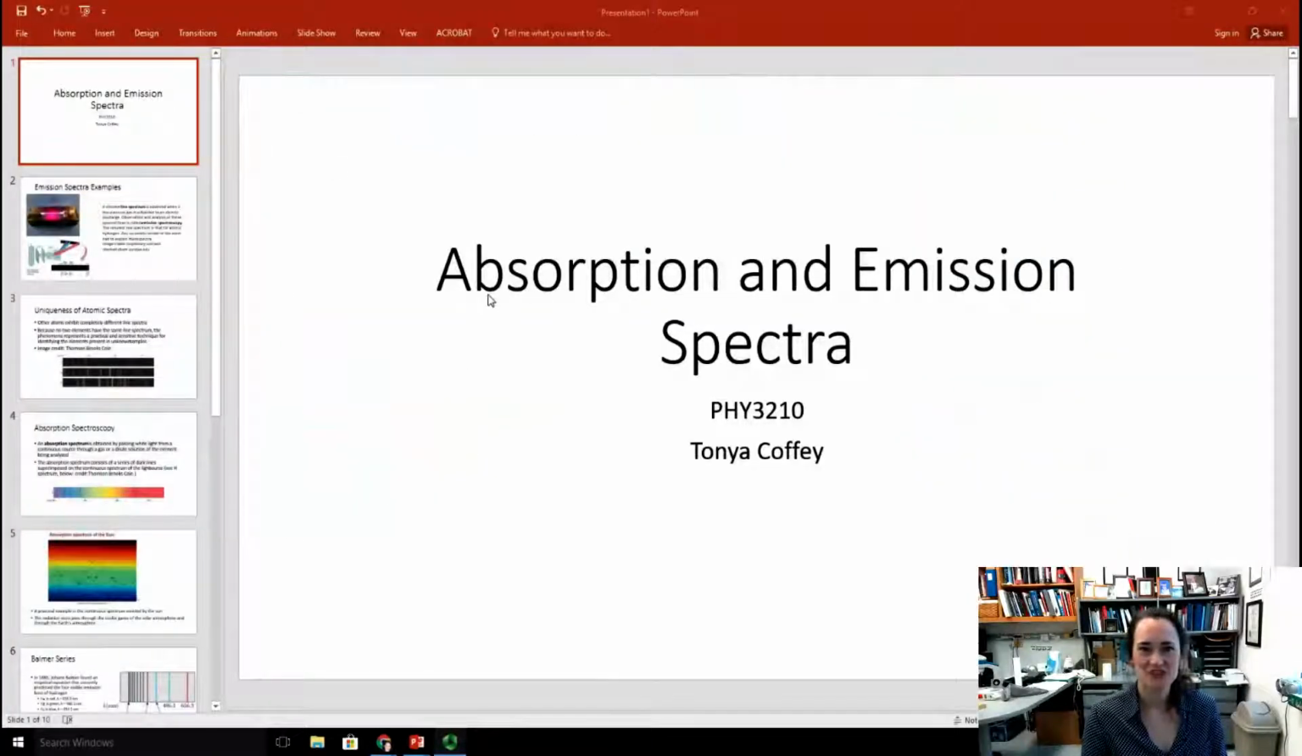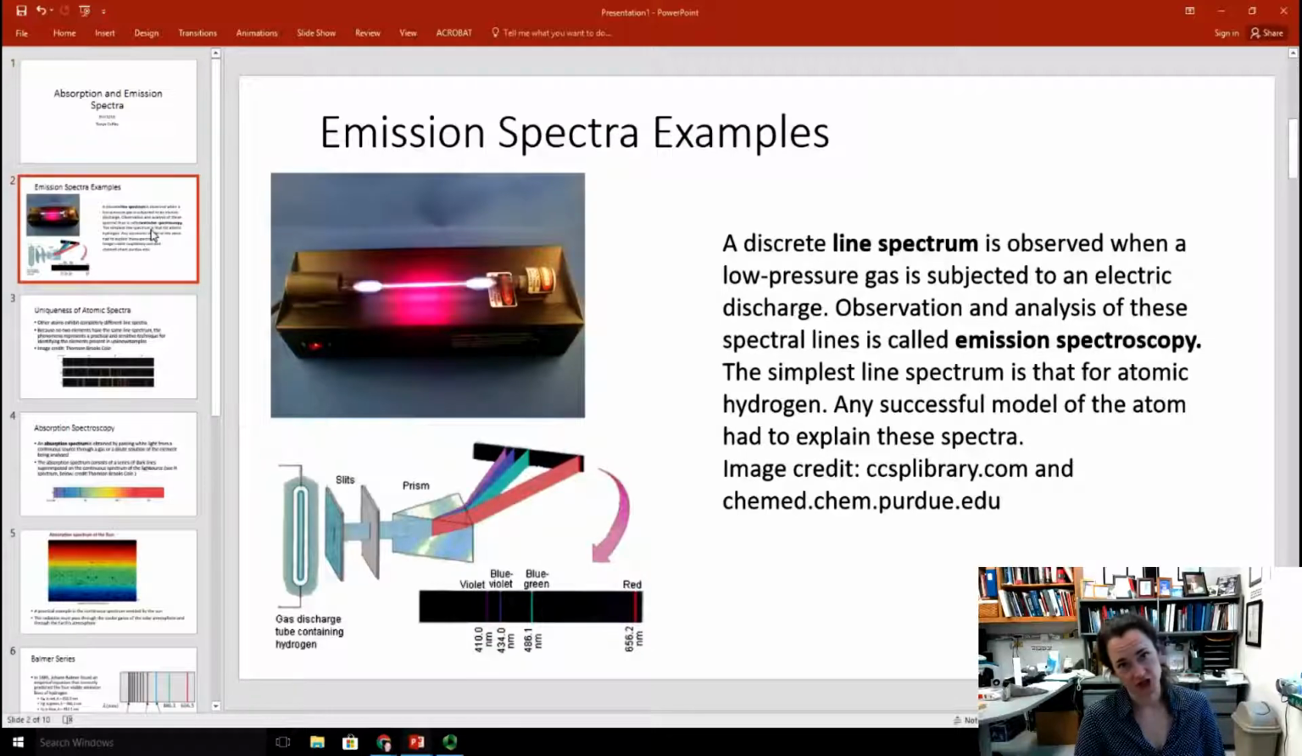Hi there. So today I wanted to talk to you about the absorption and emission spectra, specifically of hydrogen. But first, I'm going to start off with a general introduction into what an emission spectrum is. You get a discrete line spectrum when you have a low pressure gas and you subject it to a voltage.